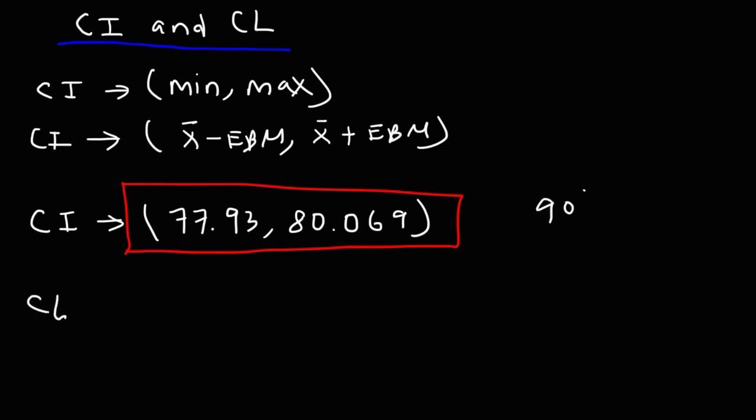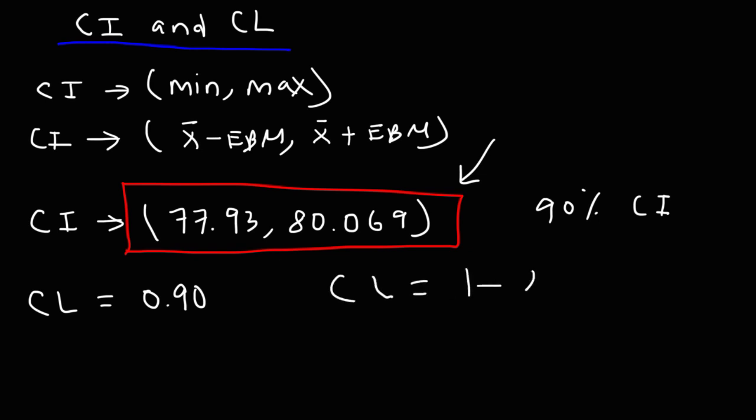So for a 90% confidence interval, the confidence level is 0.90. So that will be the area under the curve in which this range of values will exist in a normal distribution. Now, the confidence level is equal to 1 minus alpha. Alpha is the probability that the mean is outside of the confidence interval. So if the confidence level is 90% or 0.9, alpha is 10% or 0.10.